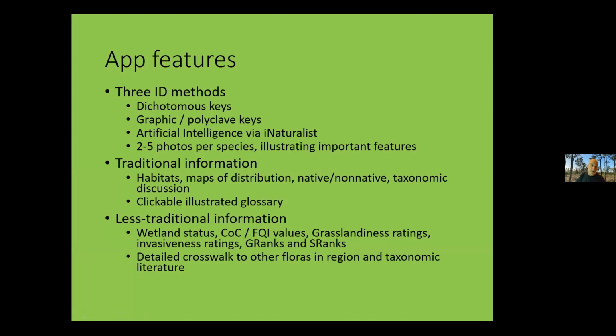So the apps will probably have three ID methods: dichotomous keys, graphic or polyclave keys, and artificial intelligence. We hope to interlink the apps with iNaturalist so that you can make iNat observations directly through the app. There will be multiple photos per species, diagnostic photos showing diagnostic features. All of these resources will have traditional information like habitats, maps of distribution, native, non-native status, taxonomic discussion. We'll have a clickable illustrated glossary.